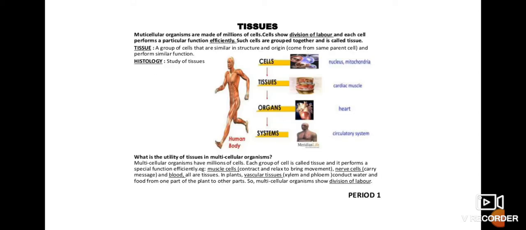Now, to begin with the term tissue, we know that multicellular organisms are made up of millions of cells, and each cell shows some kind of division of labor. Each cell performs a particular type of function in an efficient manner. Thus, the cells are clustered together in groups called tissues.